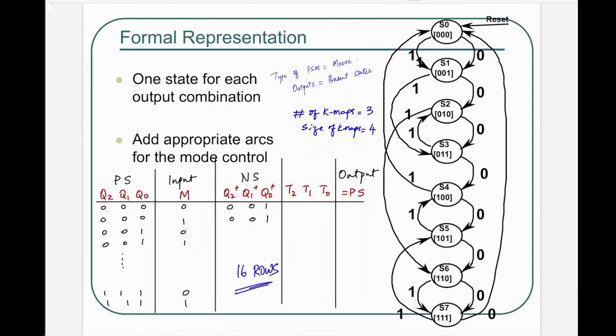Because it is equal to the present state, right? So if I draw 3 flip-flops, the outputs of those 3 flip-flops are it. Those are the outputs. I don't need a logic expression for that. So I'm going to need 3 K-maps to do this. And the size of the K-map is going to be 4 because I need to express them in terms of Q2, Q1, Q0, and input M. So 3 K-maps, 4-variable K-maps each. Three of them. Okay.